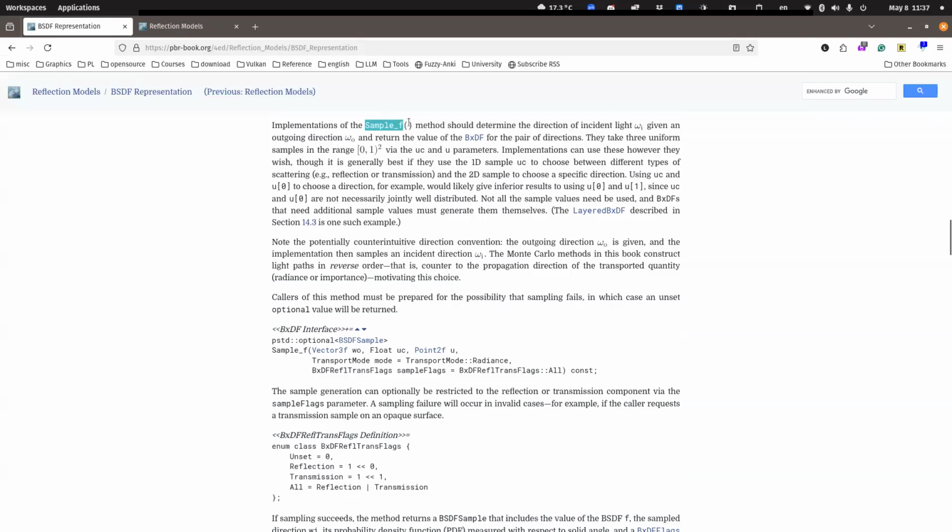So implementations of the sample F method should determine the direction of incident light omega I given the outgoing direction omega O, and return the value of the BXDF for the pair of directions.